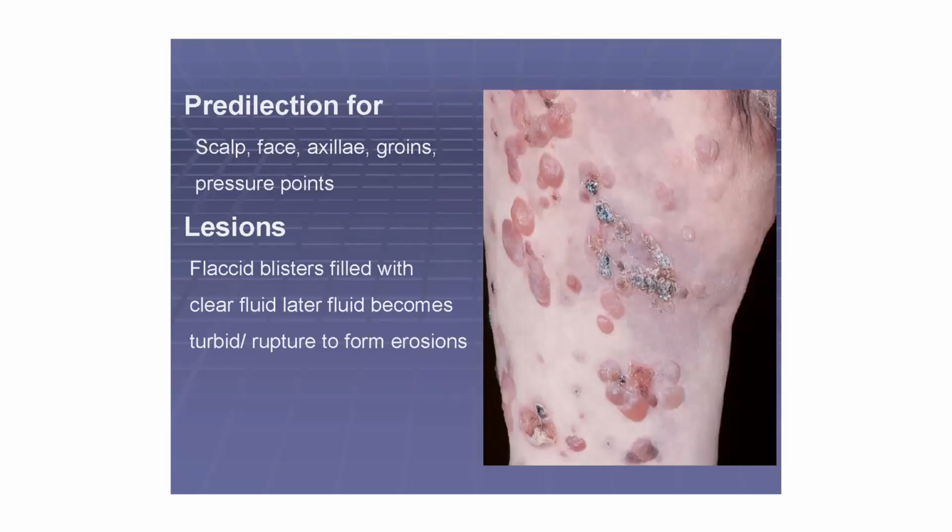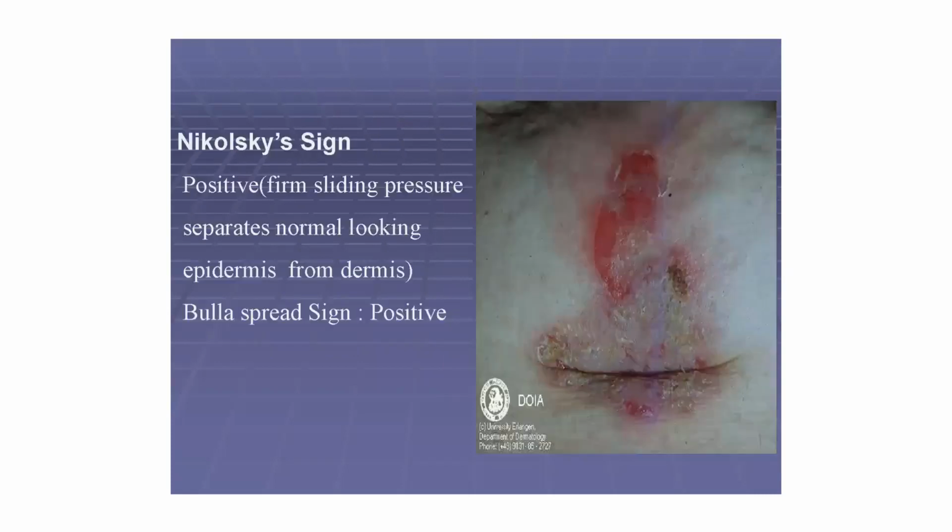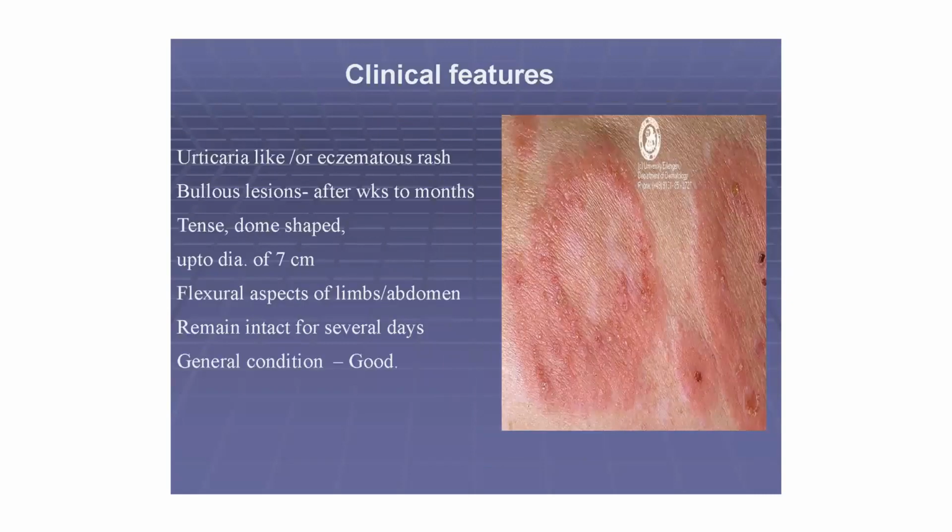Then predilection for scalp, face, exudative groins, and flaccid blisters, which are filled with clear fluid and become turbid and ruptured erosions. Nikolsky's sign is positive, which is firm sliding pressure, which separates the normal-looking epidermis from the affected epidermis and dermis. Bullous spreading sign or Asboe-Hansen sign is positive.